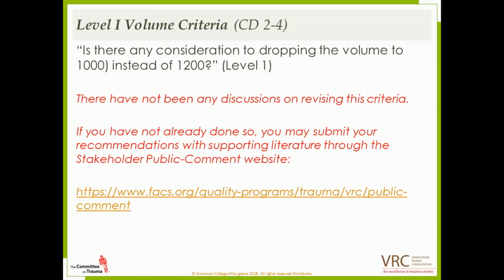CD-related questions. Is there any consideration to dropping the volume to 1,000 versus 1,200? This is in regard to the Level 1 criteria for trauma centers, which must maintain a 1,200 trauma admission volume. There have not been any discussions on revising this criteria.